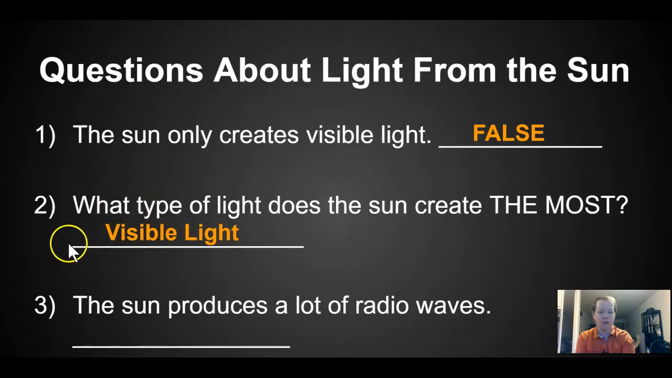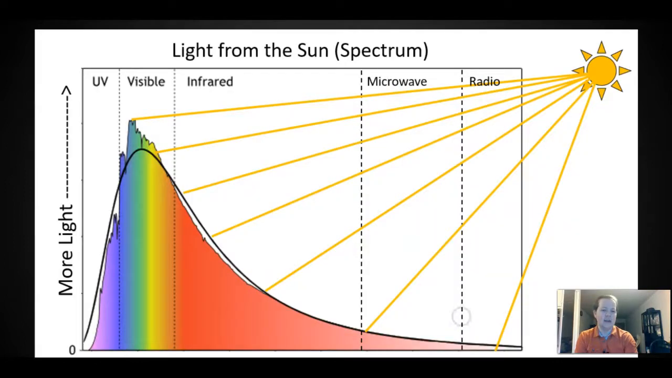Okay. Last one. True or false? The sun produces a lot of radio waves. Does the sun produce a big amount of radio waves? That was false. Again, here's our picture. Radio waves. Oh, look at this. Very small amounts. Big amounts of visible, small amounts of radio.